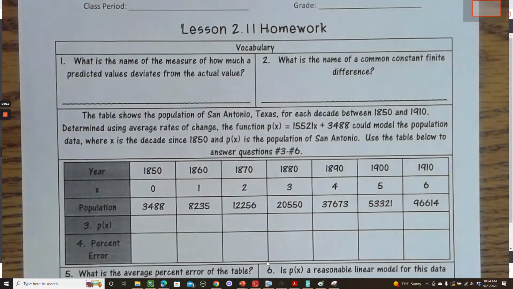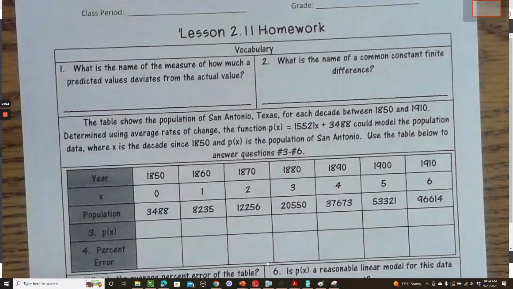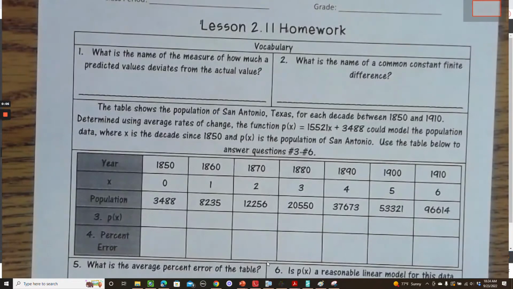This video is for lesson 2.11 homework. So what we're doing over the next 3 lessons, we've been writing those linear equations from real world data. Now we're going to look at how accurate they really are. And there's 3 different methods to determine if that linear equation is accurate.